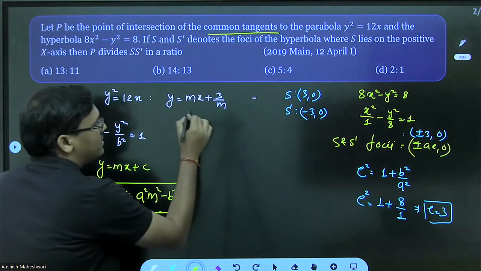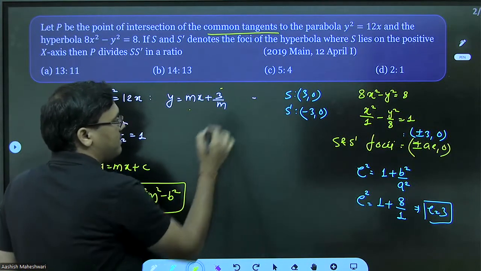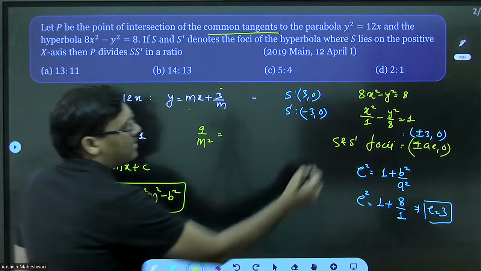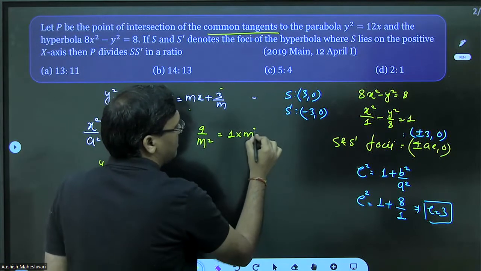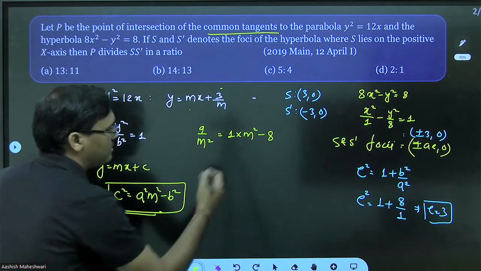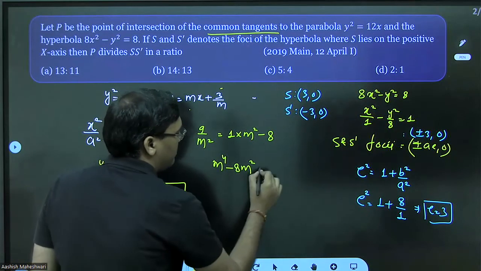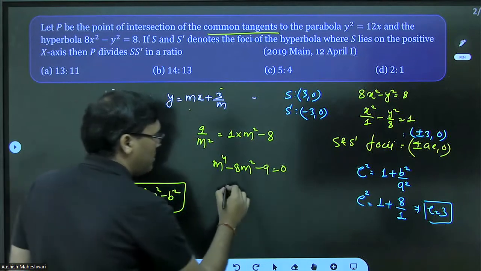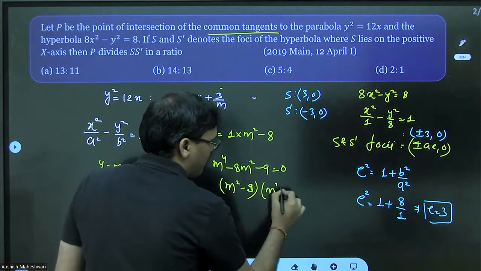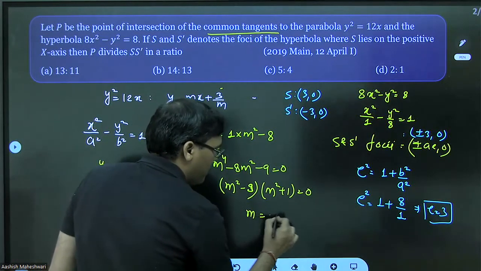Now if this line should be tangent to this hyperbola, what is the condition? c square, that is 9 by m square, should be equal to a square. What is a square? A square is 1, m square minus b square. B square is equal to 8. So now you see what this equation is: m power 4 minus 8m square minus 9 is equal to 0. If I solve this, it is m square minus 9 into m square plus 1 equal to 0, and you can factorize this. So what is the value of m? m will be equal to plus minus 3.